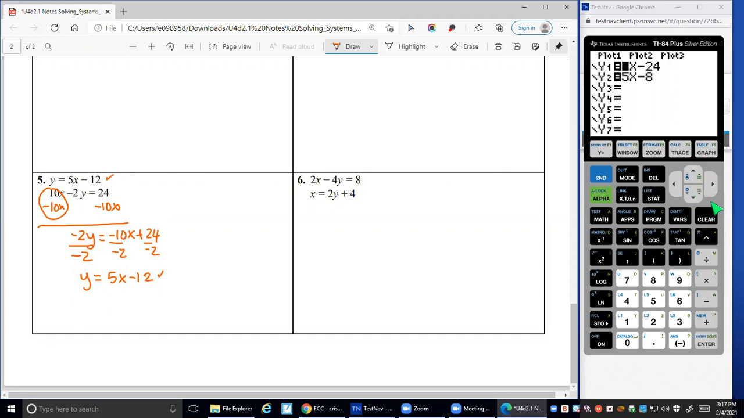So we're going to go to Y equals. Let me get to my normal screen. Y equals, clear, clear. And does anybody notice anything off the bat already that's unique about these equations?